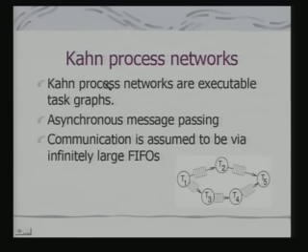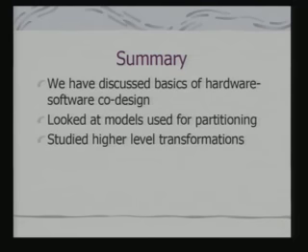Associated with this are Kahn process networks. Kahn process networks are executable task graphs, and you have asynchronous message passing here. Communication is assumed to be via infinitely large FIFOs. That means the synchronization is taken care of through these FIFOs. These are all abstract models which are used. In fact, Kahn process network is again an abstract model which is also used for partitioning tasks. But in today's discussions we have concentrated primarily on the task graph and transformations with respect to the task graphs. Process networks and Kahn process networks are other alternative models.